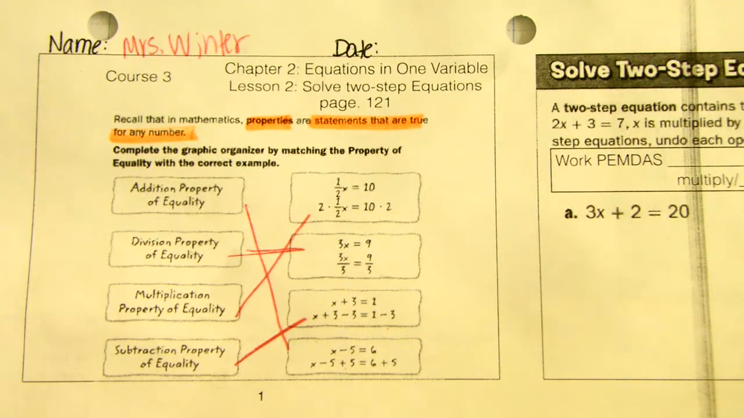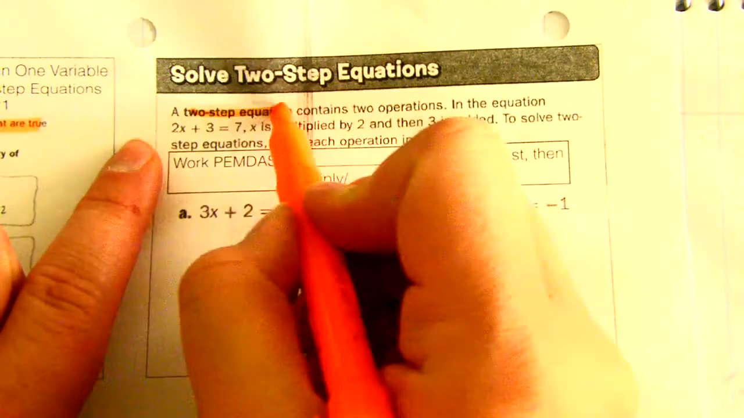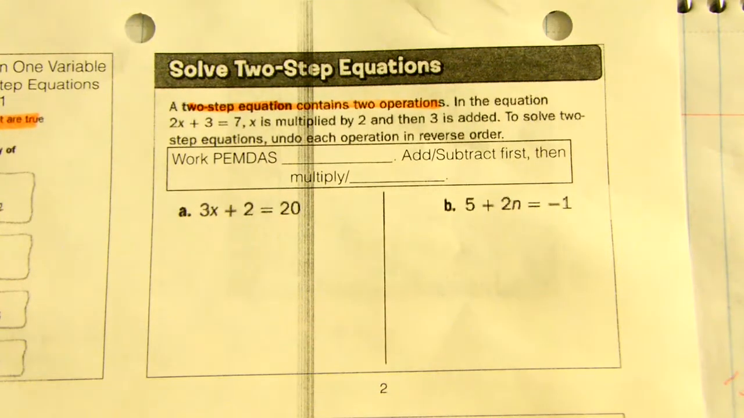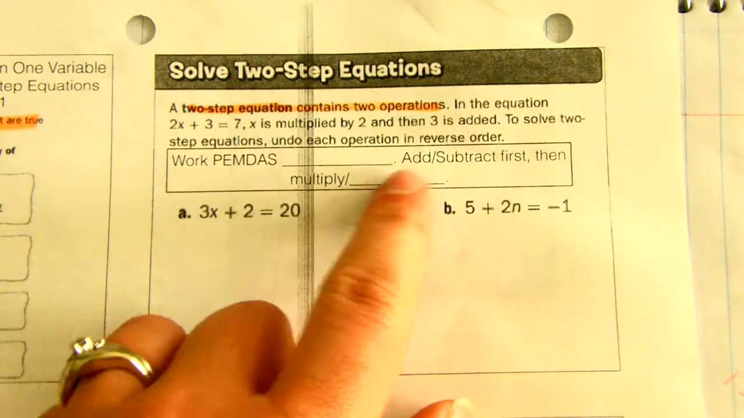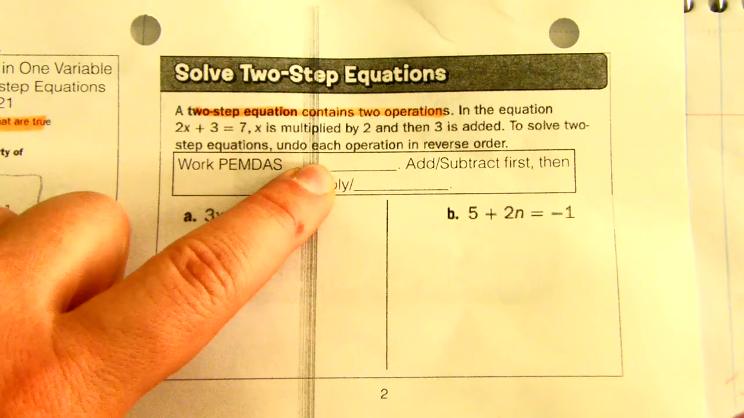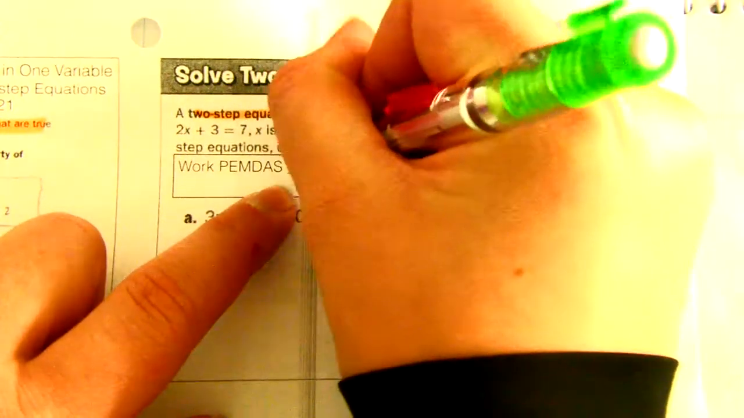I know that you learned them in 7th grade, but just in case, we're going to go back over how to solve two-step equations, which you also did in 7th grade. A two-step equation contains 2 operations. In the equation 2x + 3 = 7, x is multiplied by 2, which is one of the operations, and then 3 is added. To solve two-step equations, undo each operation in reverse order. So we're going to work PEMDAS, the order of operations, backwards.